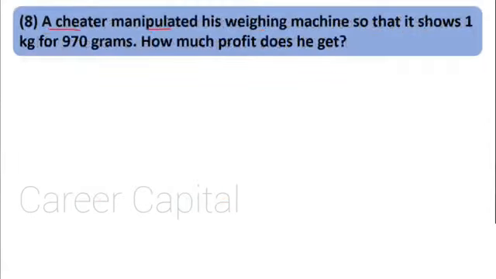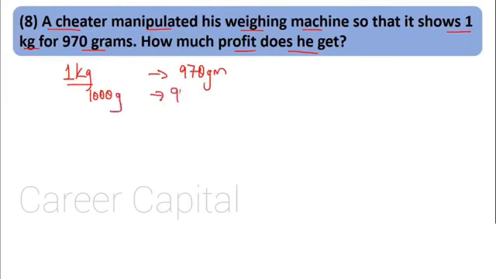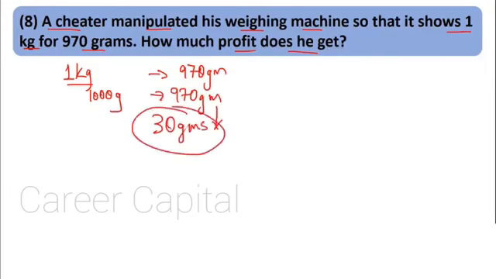Moving to question number 8. A cheater manipulated his weighing machine so that it shows 1 kg for 970 grams. How much profit does he get? What does that mean? A cheater manipulated the weighing machine. So when the weighing machine shows 1 kg, the actual weight is 970 grams. That is, for 1000 grams, the actual weight comes out to be 970 grams, that is 30 grams less. So how much profit does he get? The profit which he gets is 30 grams, right? For every kg, the profit he gets is 30 grams.